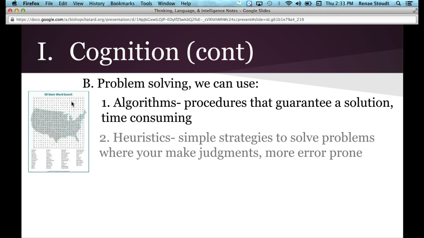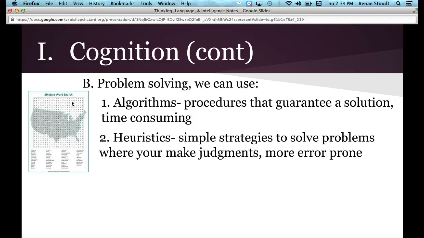Whereas I could use a heuristic where this is going to be a more simple strategy. It's going to be you're making judgments. You're kind of skipping some of the steps on the algorithms. You're skipping those steps to be able to make some assumptions off from things, some judgments off from things. The only problem with this is that it can be prone to error. Okay, and you can make mistakes that way.